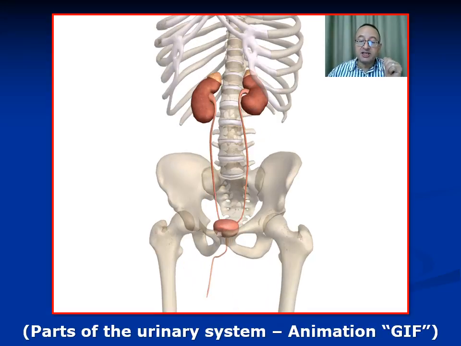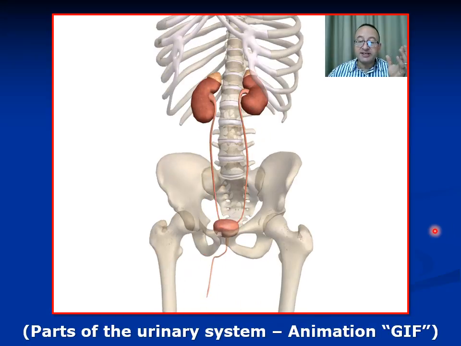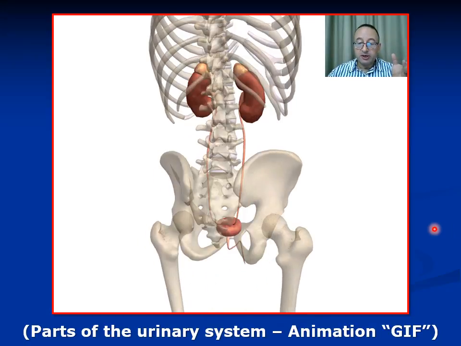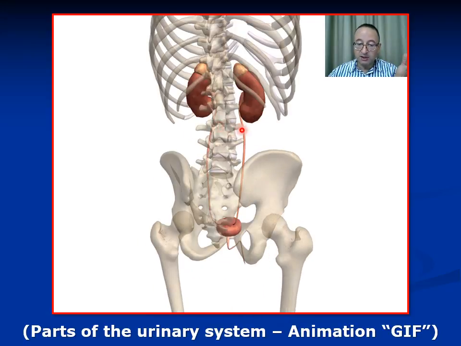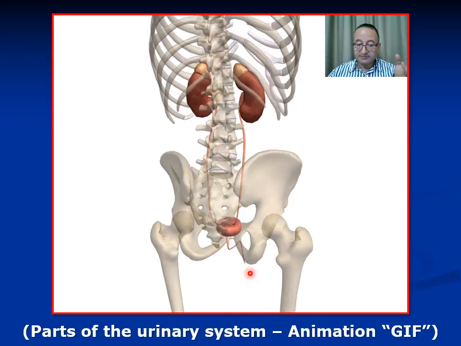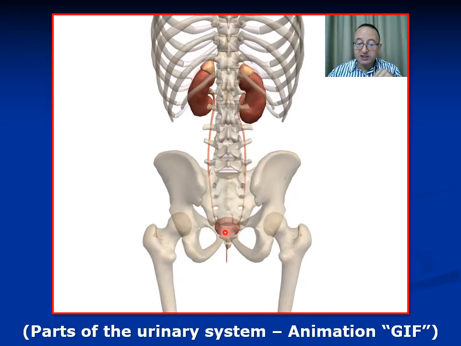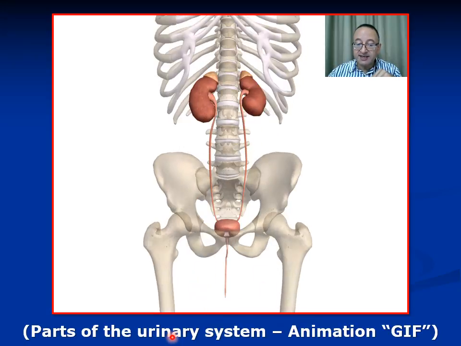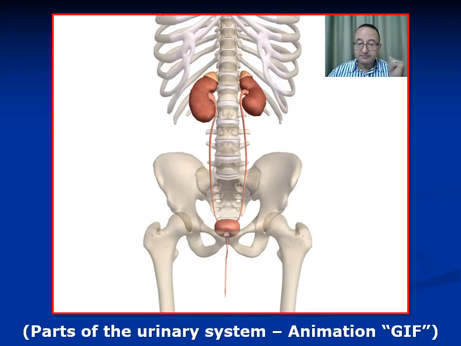This is an animation showing all the components of the urinary system in situ. Note the position of the kidneys in the posterior abdominal wall. From each kidney, there is a ureter, which drains into the urinary bladder, from which arises the urethra to evacuate the urine.